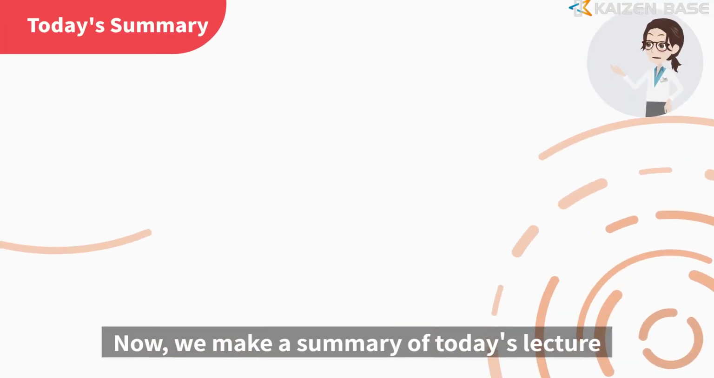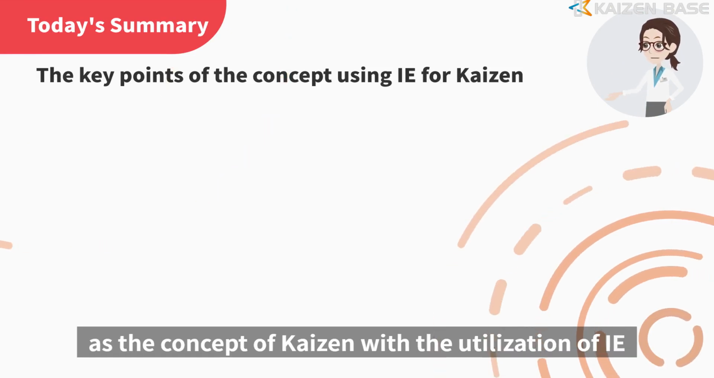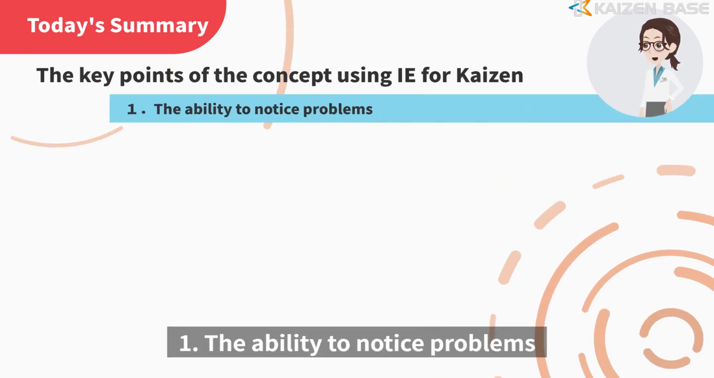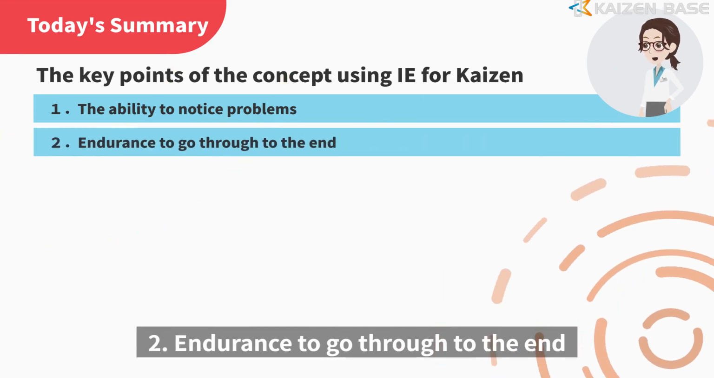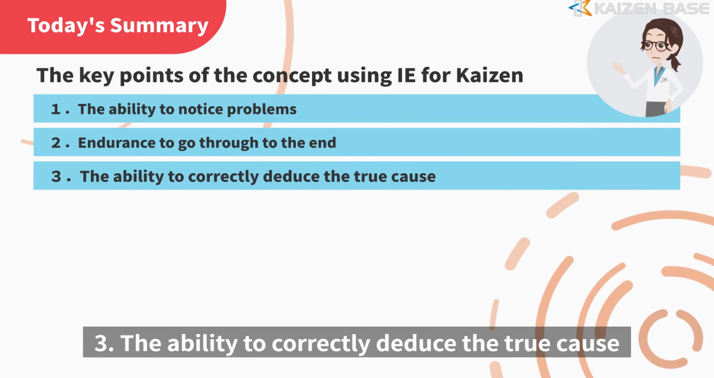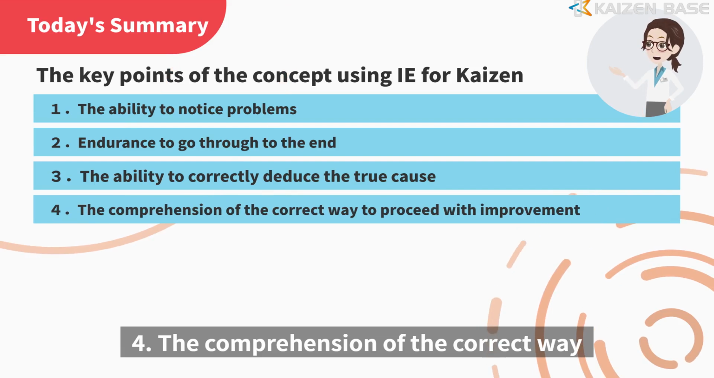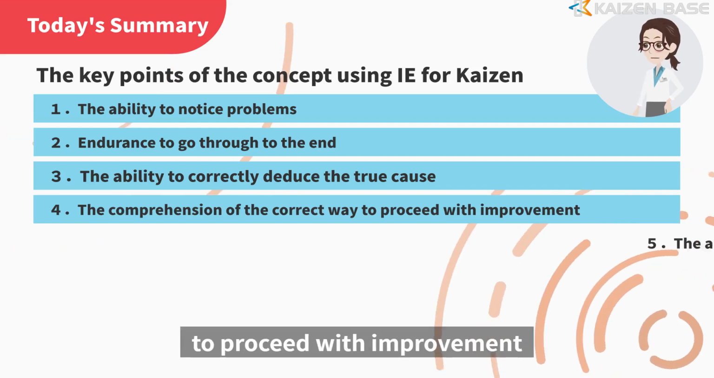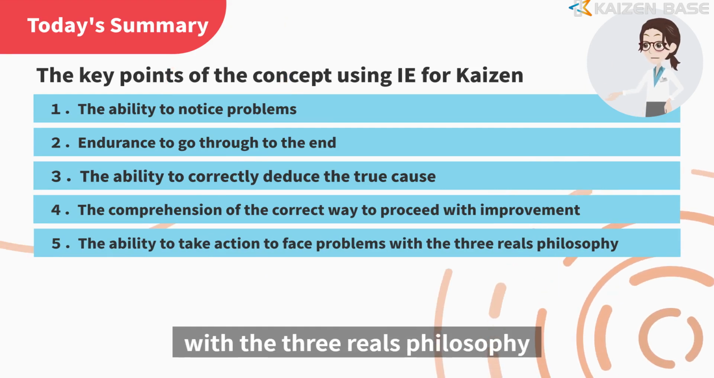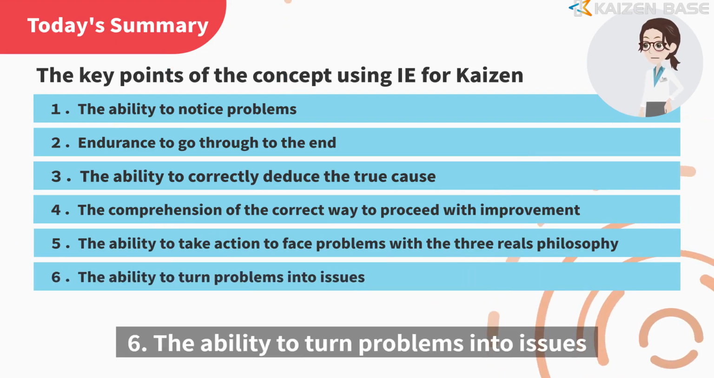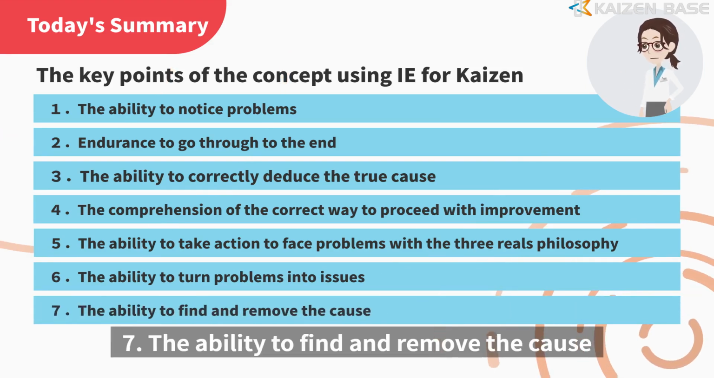Now, we make a summary of today's lecture. The following 7 skills are important as a concept of Kaizen with the utilization of IE. 1. The ability to notice problems. 2. Endurance to go through to the end. 3. The ability to correctly deduce the true cause. 4. The comprehension of the correct way to proceed with improvement. 5. The ability to take action to face problems with the 3 rails philosophy. 6. The ability to turn problems into issues. 7. The ability to find and remove the cause.